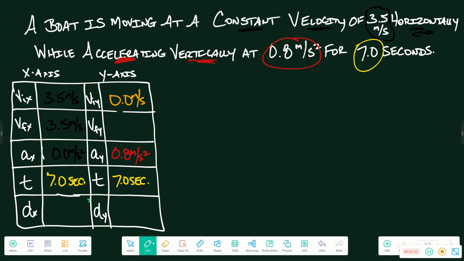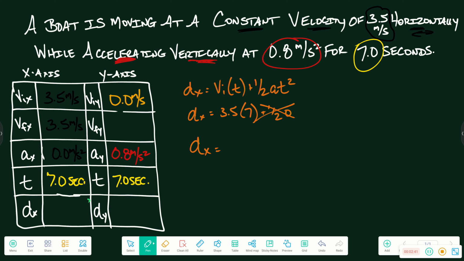So first things first, let's just do dx. dx equals vi times t plus 1/2 of at squared. dx equals 3.5 times 7 plus 1/2 of 0. We're done. So dx equals 24.5 meters. So it's traveled 24.5 meters for the x-axis.